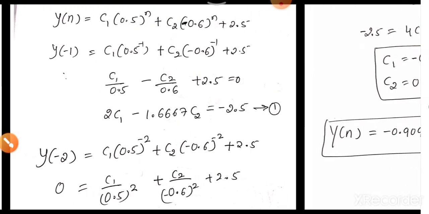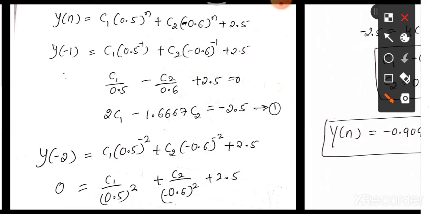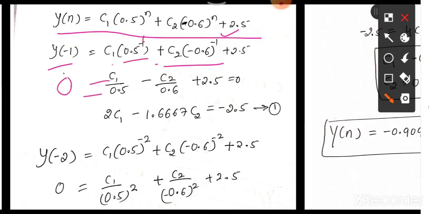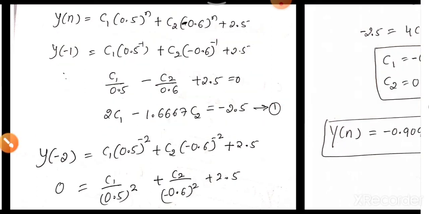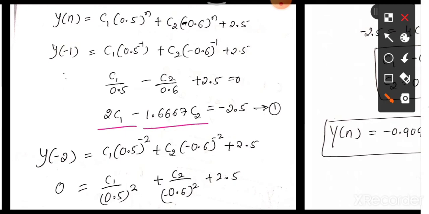Y of minus 1 means n equal to minus 1. In the place of n we have to substitute minus 1. So in this equation, substitute y of minus 1, which is equal to c1 into 0.5 raised to minus 1, plus c2 into minus 0.6 raised to minus 1, plus 2.5. Y of minus 1 is 0, equal to c1 divided by 0.5. As I told you, 0.5 raised to minus 1 is nothing but 1 divided by 0.5. So in this equation, c1 by 0.5, c2 divided by minus 0.6, so this minus I can place here, plus 2.5 equal to 0. Simplify this equation and you get one equation, that is 2c1 minus 1.66 c2 equal to minus 2.5. Let's call this equation number 1.